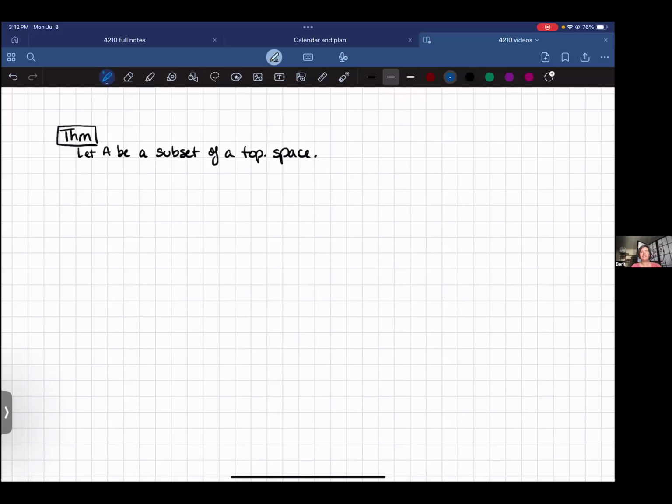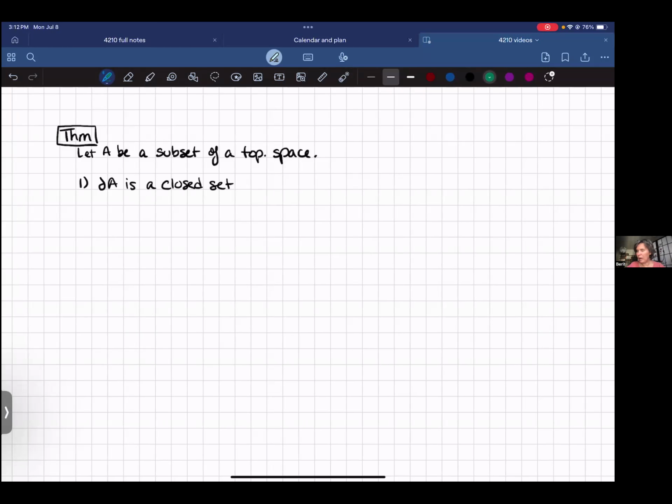Hi, this is Barrett Givens, and in this video, we're going to talk about some facts about the boundary of a set. Suppose you have a subset of a topological space. We're going to call this set A, and then I'm going to give you a bunch of different facts about the boundary. So the first one is that the boundary is a closed set.